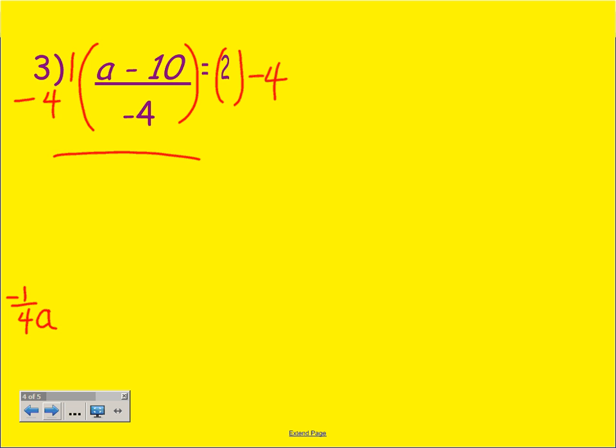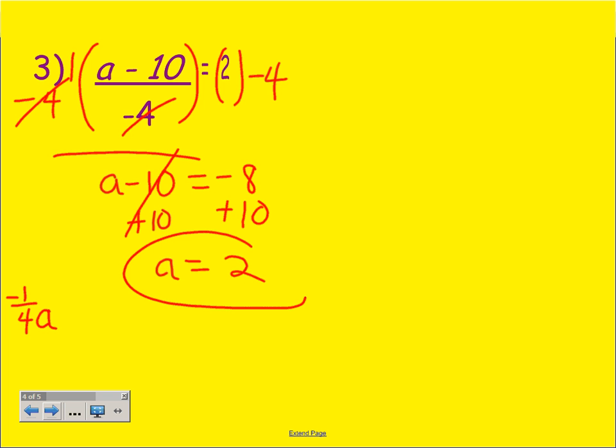So when I multiply by -4, that's multiplying by a -4, dividing by a -4. So those cancel. We like that part. All that's left on the left is a minus 10 is equal to -8. And this is a one step. To isolate a, we're going to add 10 or use the opposite operation on both sides of the equation. So we end up with a is equal to +2.